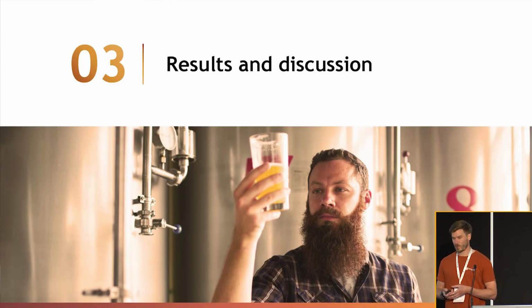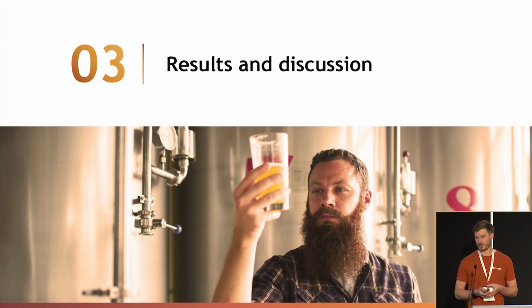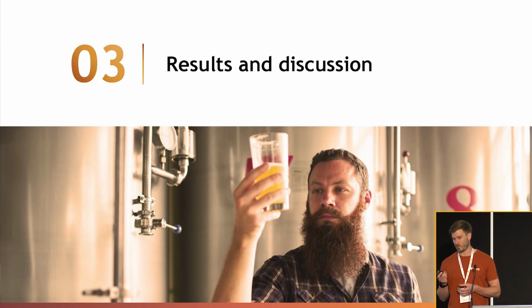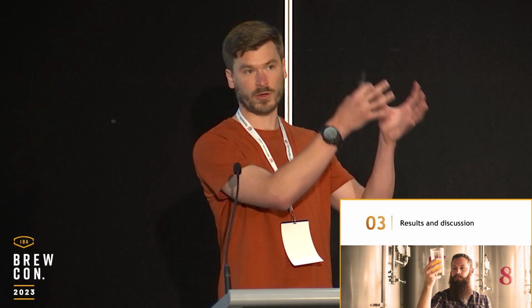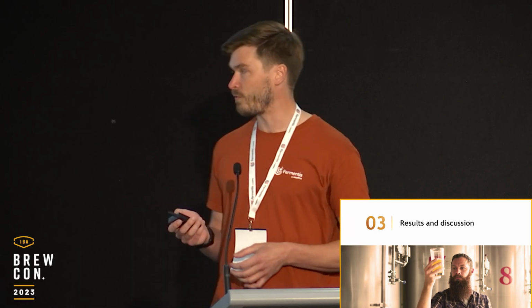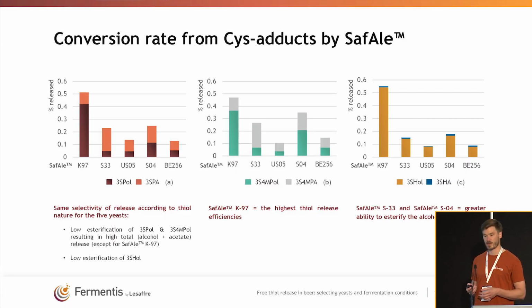And the results were very interesting. So what we have done, we measured a concentration of thiols at the end of the fermentation, and we knew what we added from the start. So from the amount of precursor, we have been able to get a percentage of those precursor released into the beer in the form of thiols. And these are the results that I'm presenting to you here.